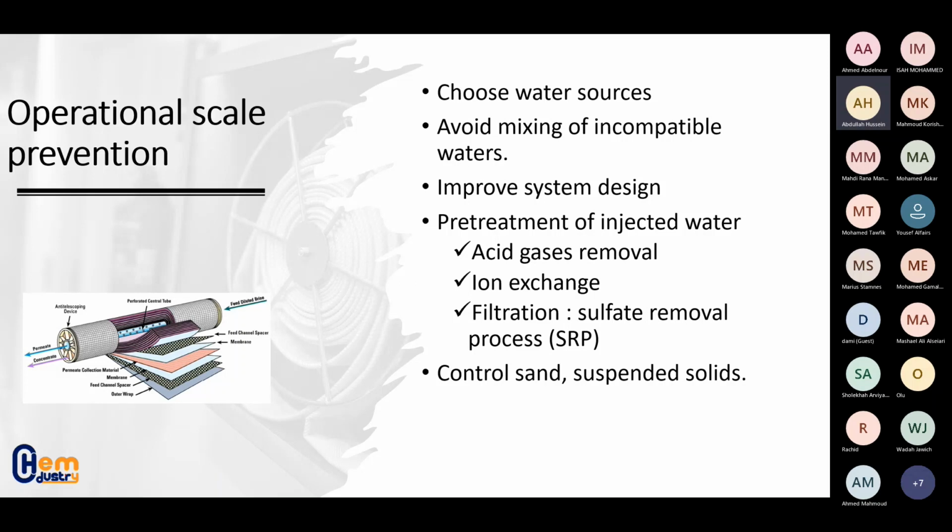For example, you can choose the water sources at the beginning, if you're trying to do water injection. The second thing is to avoid mixing of incompatible waters. You can properly design your system so that if you have incompatible waters, you can avoid this. For example, you can add more rerouting and bypasses in your system. So if you feel these two fluids are incompatible, you can reroute one of them or bypass this one, and so on.